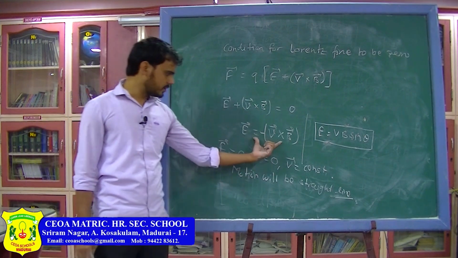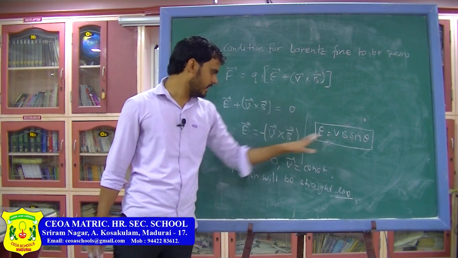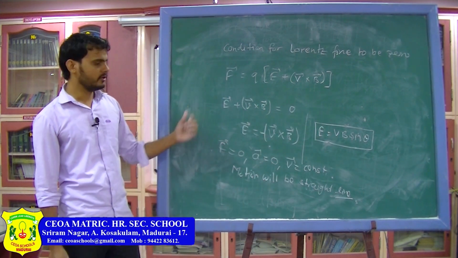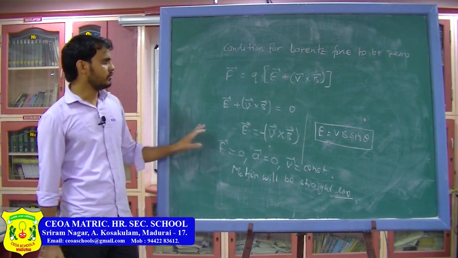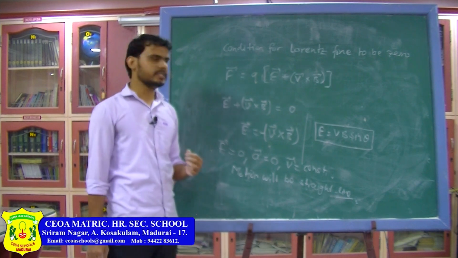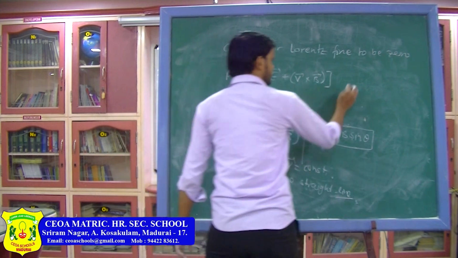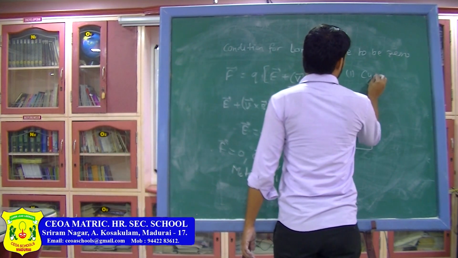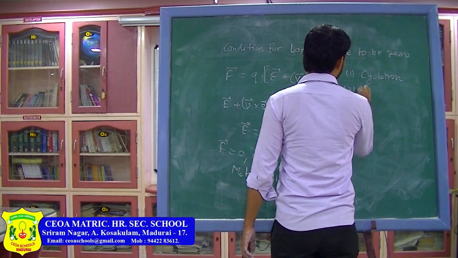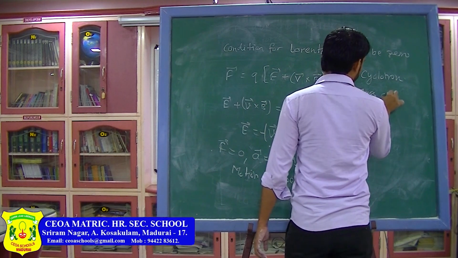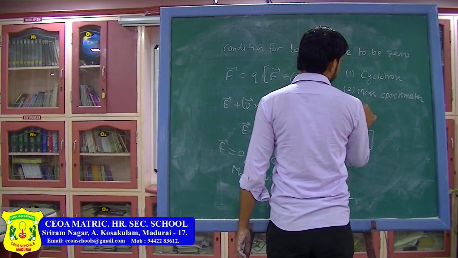So you have to remember this condition and this value. When the electric field is equal to this and the direction is opposite to V cross B, the Lorentz force is 0, because tomorrow we are going to see the application of this. So with this I am going to stop today. In tomorrow's class we are going to see the application of both magnetic force and Lorentz force. In that we are going to see 3 things. The first will be cyclotron, second will be mass spectrometer, and the third application will be velocity selector.